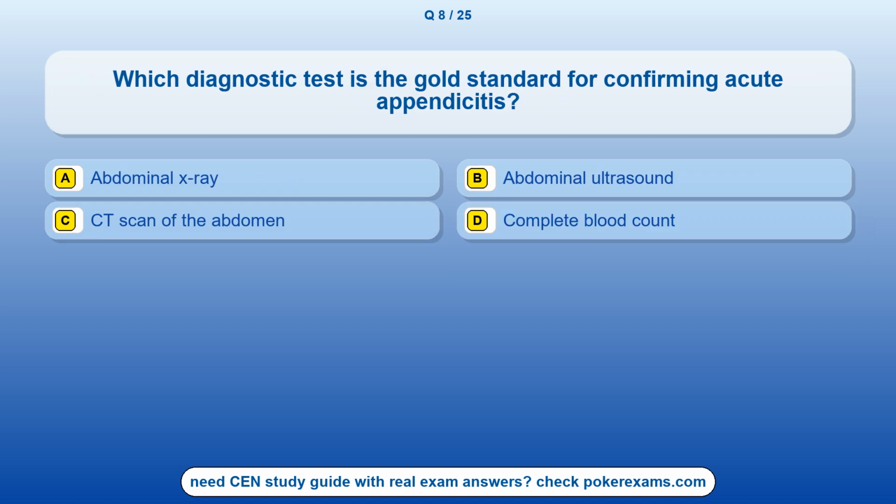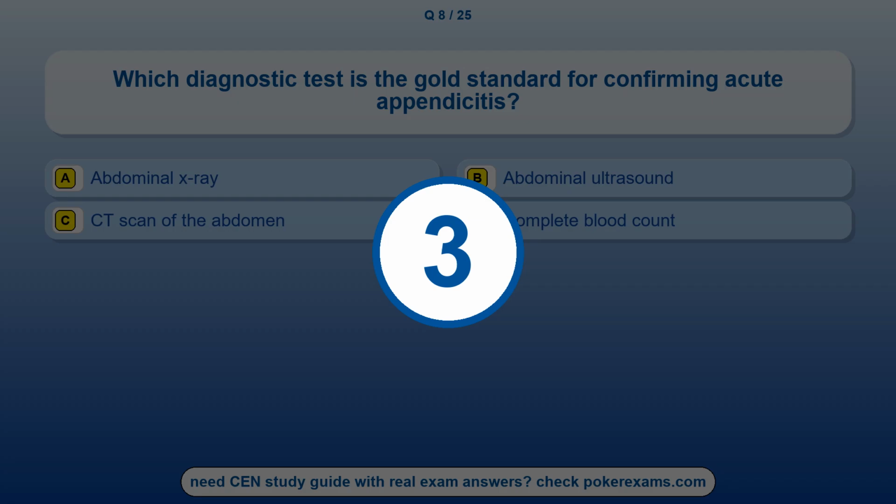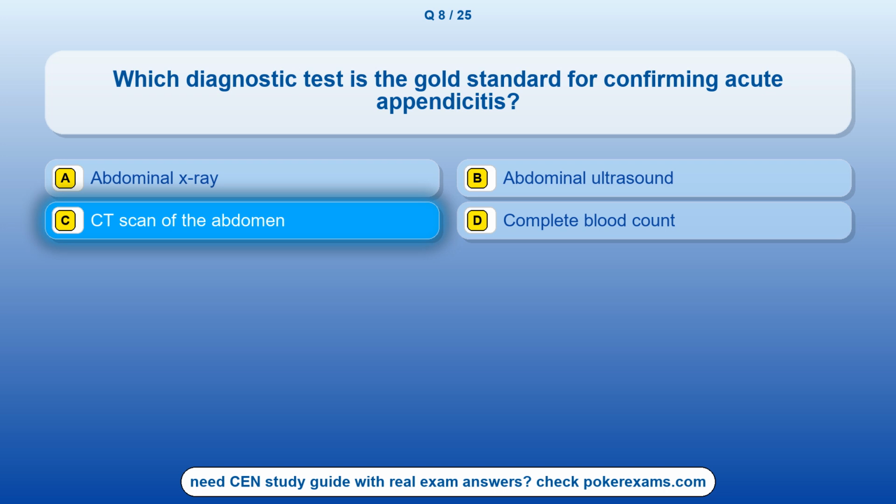Question 8. Which diagnostic test is the gold standard for confirming acute appendicitis? Option A, abdominal X-ray. Option B, abdominal ultrasound. Option C, CT scan of the abdomen. Option D, a complete blood count. The correct answer is option C, CT scan of the abdomen.